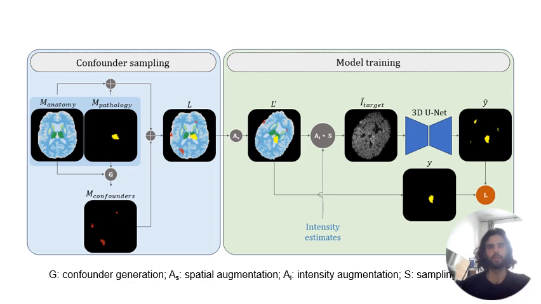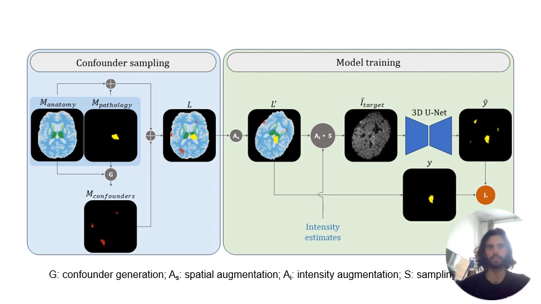Here you can see an illustration of our method. We have the confounder sampling stage and the model training stage. Our method is inspired by SynthSeg. In the confounder sampling stage, we start with the anatomy and pathology masks. Then we generate this confounders mask, and we get the resulting label map L.